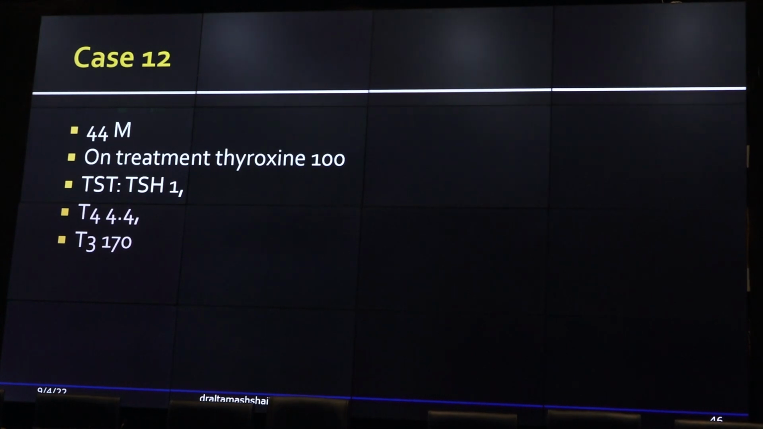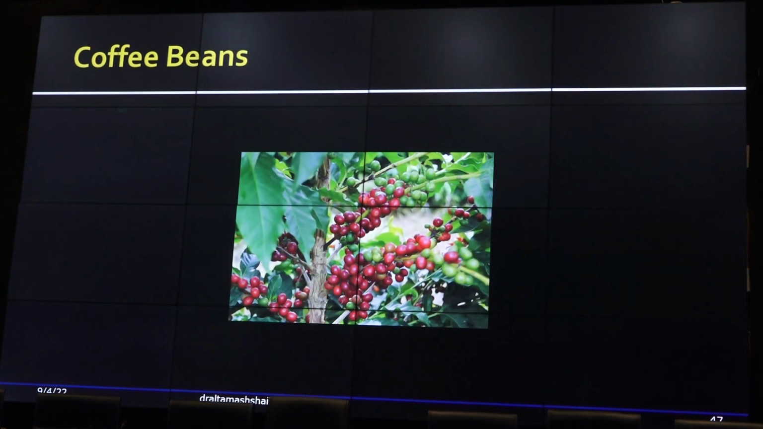Look at the TFT. Maybe we'll take this as the last case. I don't know if the time is over. 44 years male, on treatment, thyroxine 100 microgram per day, TSH is 1, T4 is low, T3 is just good. And he was eating this. What is this?